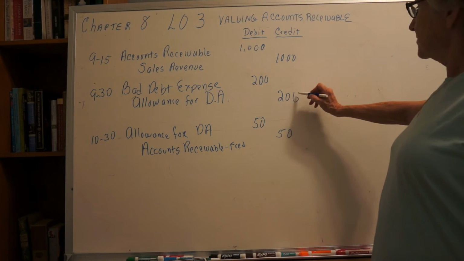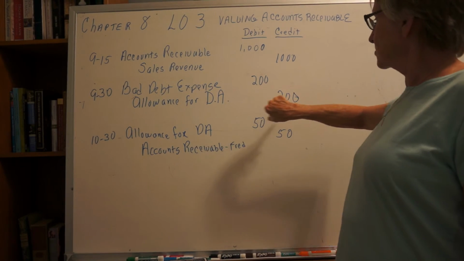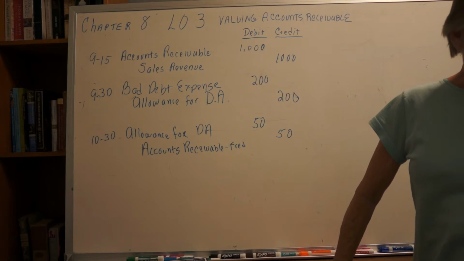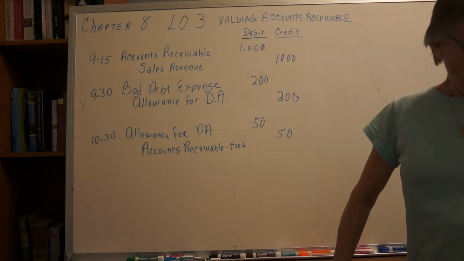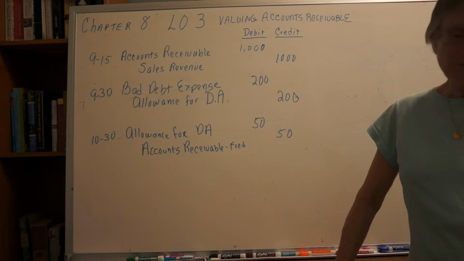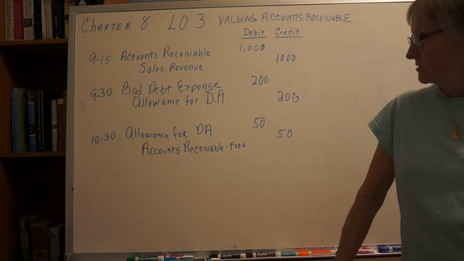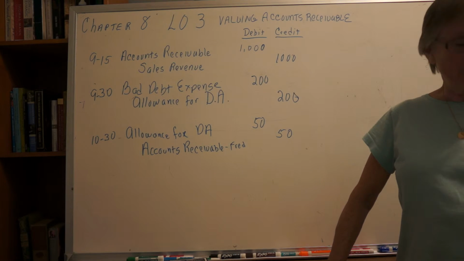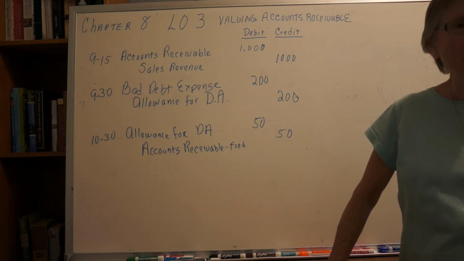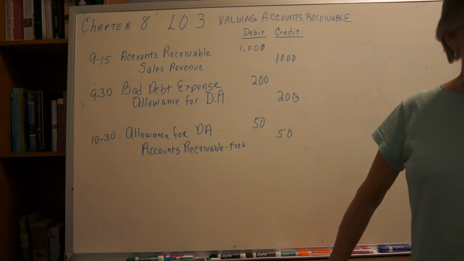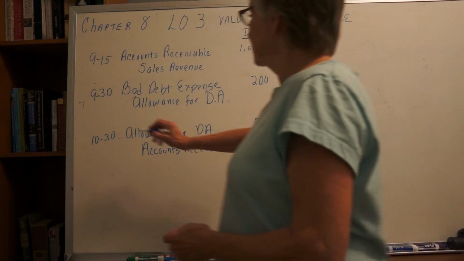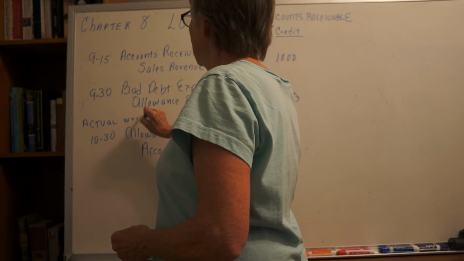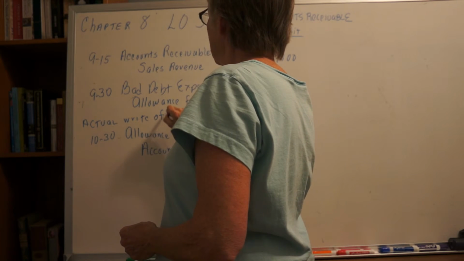So we've set this up here as the estimate. Now we've used up $50 of that. So we've estimated that 200 would not be collected. And now we know that of that, 50 has really not been collected. So we've got 150 for other people who might not pay us. Now the other thing that happens, so here, this is for an actual write-off. That's what we did here, an actual write-off.